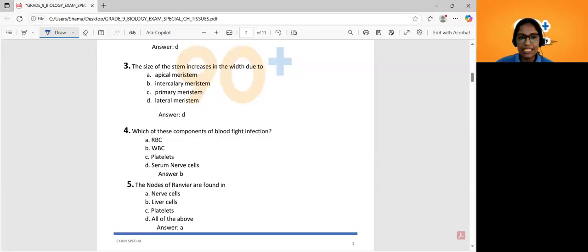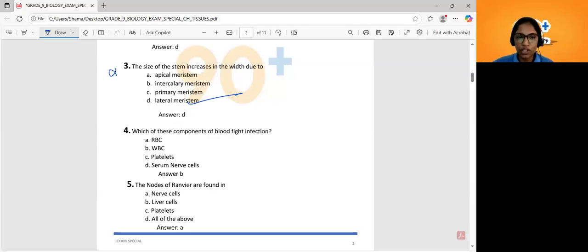And the third question is, the size of the stem increases in width due to: option A is apical meristem, option B intercalary meristem, option C primary meristem, and option D is lateral meristem. And the correct answer is lateral meristem. So it is lateral meristem which helps in the increase of width. Yes, so the stem is increasing in width with the help of lateral meristem.